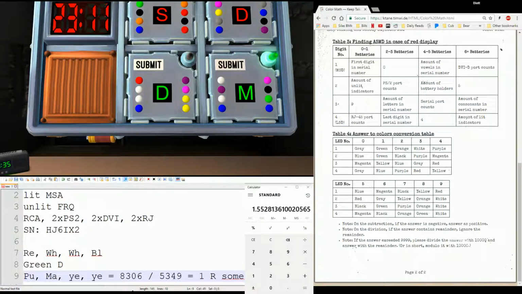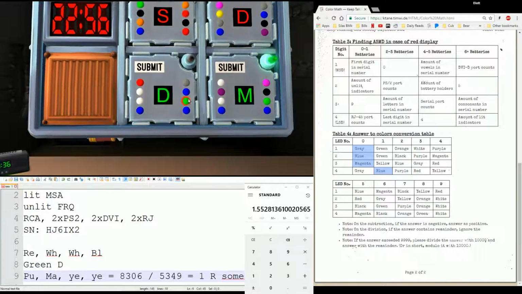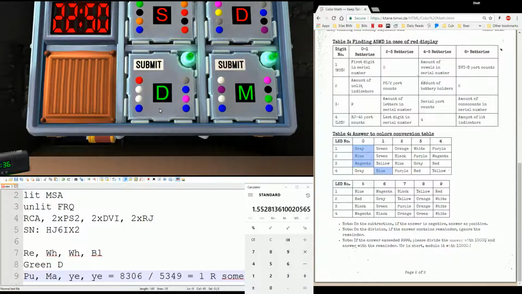So, 1 is our answer. So we look up 1, 0, 0, 0, 1. Our answer is gray, blue, magenta, blue. Gray, blue, magenta, blue. Ding. That's done.